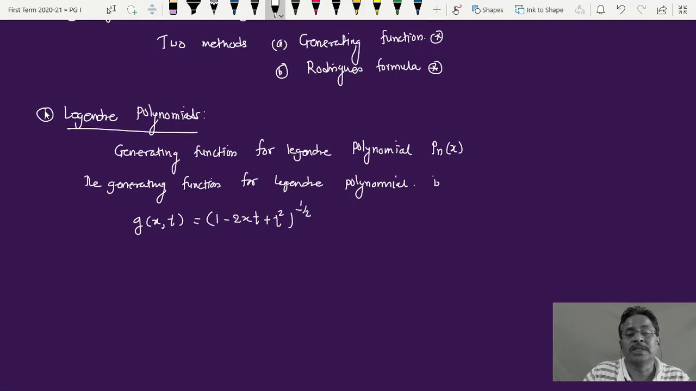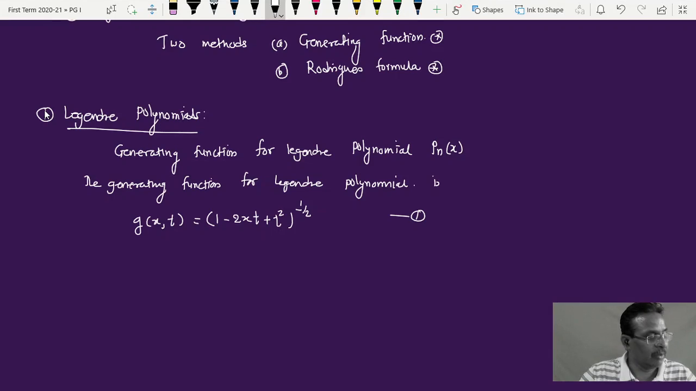Call this equation 1. This is a generating function. This function generates all the Legendre polynomials, either P0(x), P1(x), P2(x). All orders of polynomials can be generated using this function g of x, t.